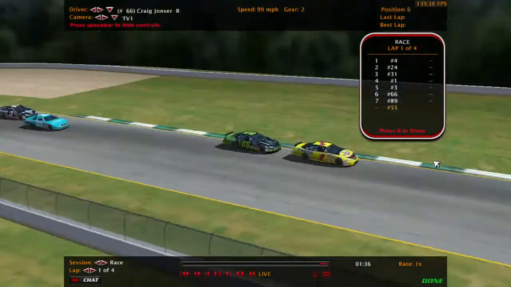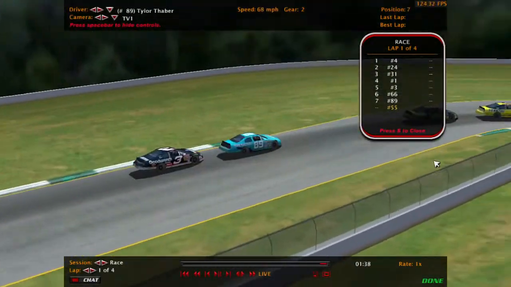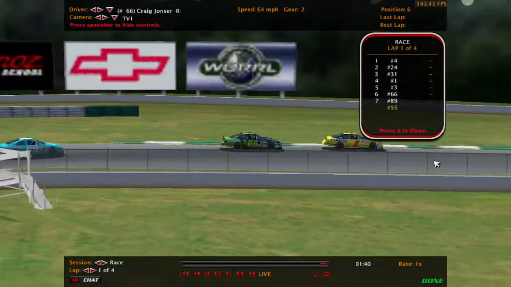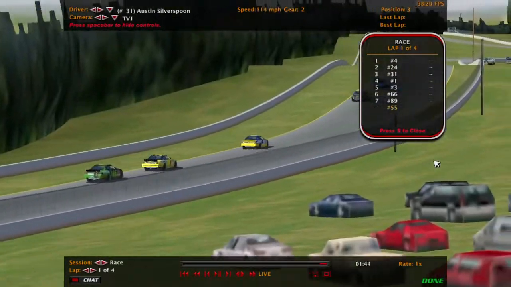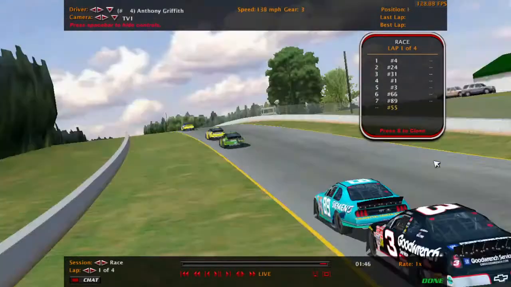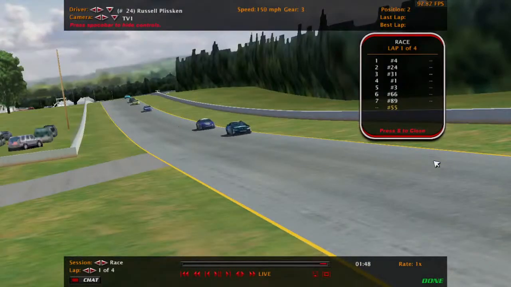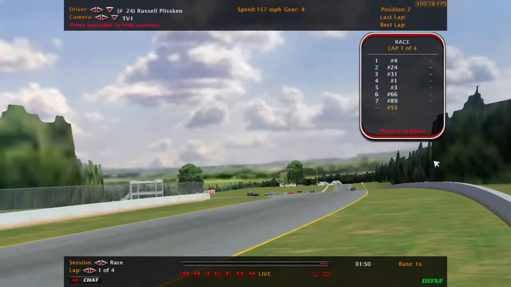And down the track they go. They're going to have to hope, I think, for something, because there's a big gap already between Yonser and Silverspoon there. Yonser did not qualify very well, although we've got the 4 and the 24 going to be maybe doing battle for the number 1 seed position.